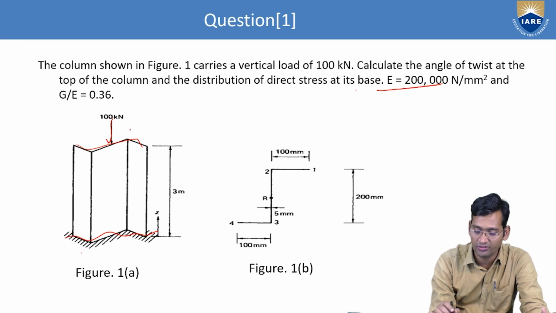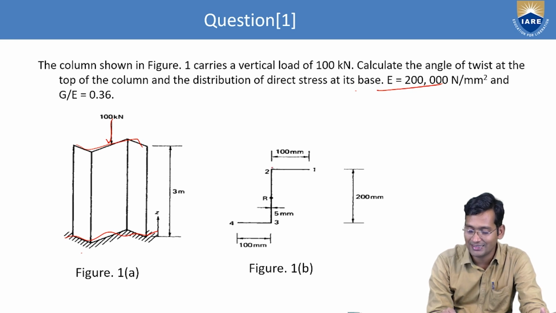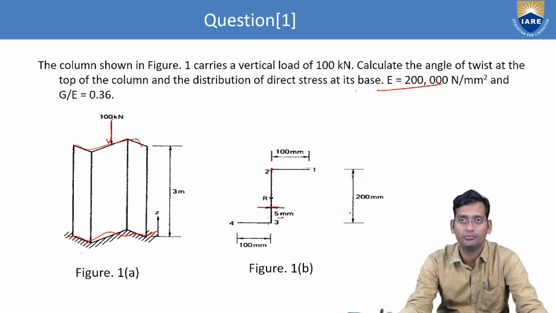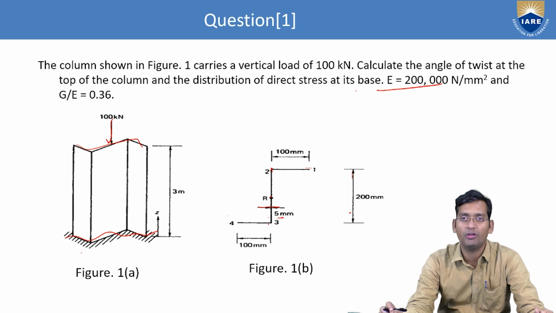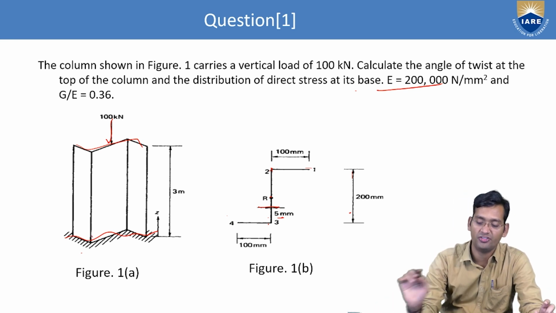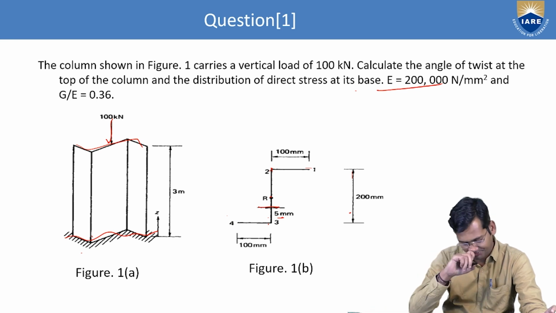Now just see here, after converting into the boom type, what is given in the cross section. This is 100 mm from 1 to 2, 200 mm from 2 to 3, 100 mm from 3 to 4, and the thickness is given as 5 mm. R is the center of twist. We have to find the angle of twist at the top and the direct stress distribution at the bottom.